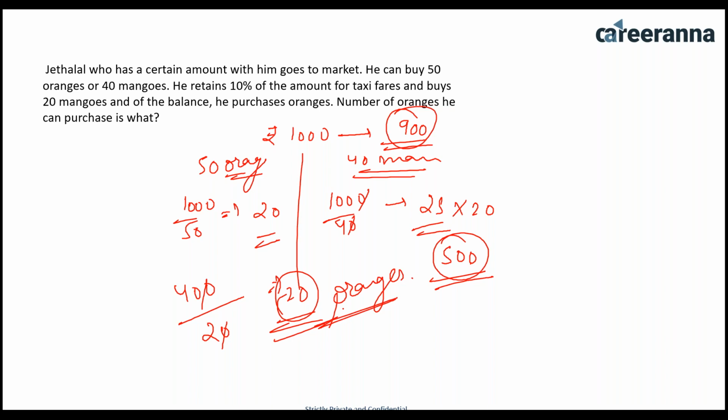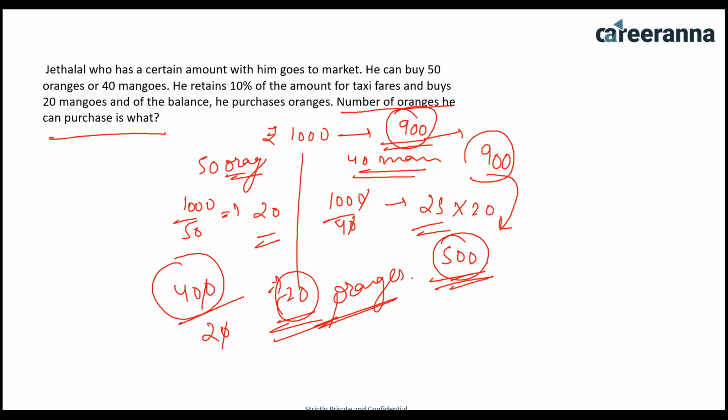You can take any number. What extra oranges are you talking about, Vipul? I'm not getting your question. Can you please be specific? As per the question, I have to find the number of oranges he can purchase because he had only 400 rupees left after the taxi fare. He had 900 and he bought 20 mangoes of 500 rupees.